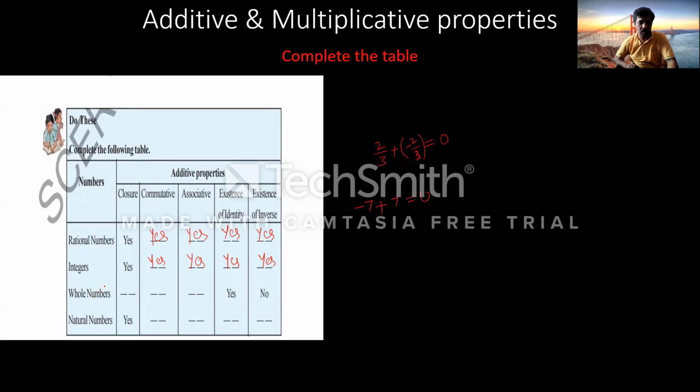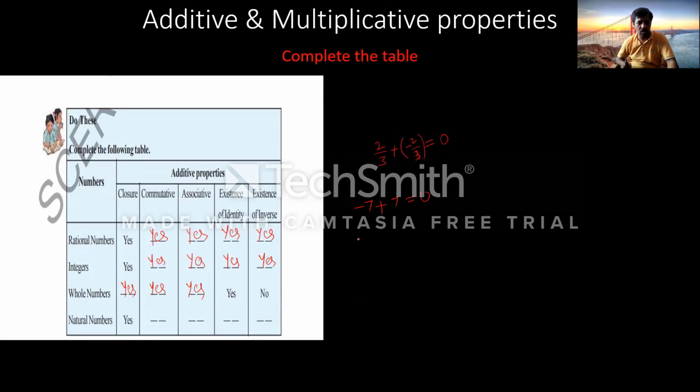Now whole numbers. Are whole numbers closed? Yes. If you add any two whole numbers, the result is also a whole number. So we can write yes. Commutative property. If we add any two whole numbers, we will get the same result if we change the order also. So we can write here yes. Now associative is also yes. Now existence of identity. 0 exists in whole numbers. So yes. Existence of inverse.